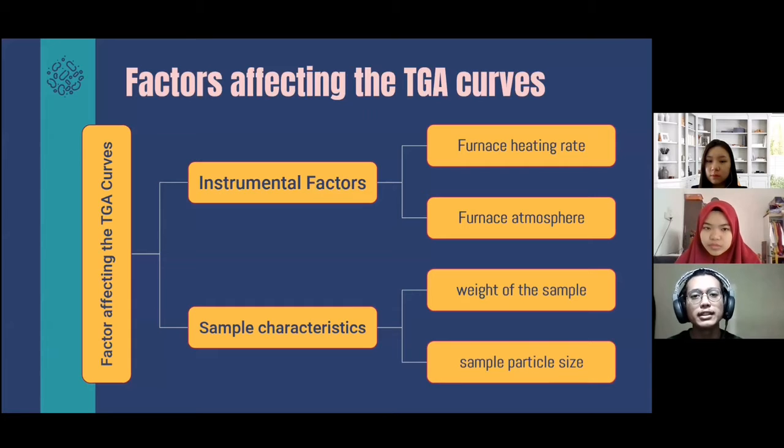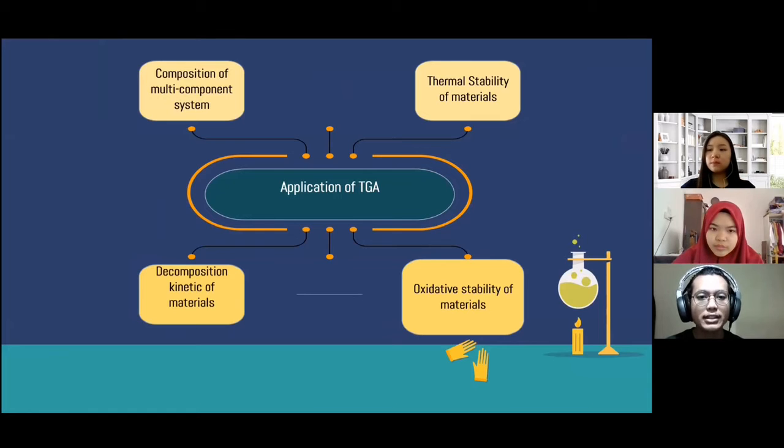So the factors affecting the TGA curve: first is instrumental factors. Instrumental factors consist of furnace heating rate and furnace atmosphere. And second is sample characteristics. Sample characteristics consist of weight of the sample and sample particle size. So the applications of TGA: first, to study the composition of multi-component systems, and second, to study the thermal stability of materials. Third is to study the decomposition kinetics of materials, and fourth is to study the oxidative stability of materials.